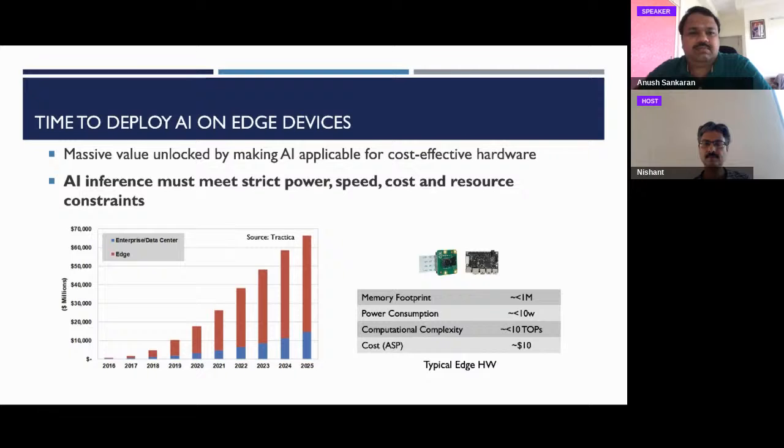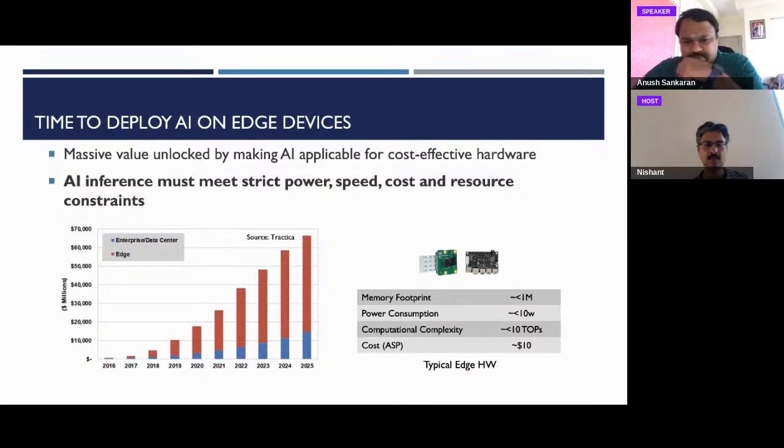But one of the problems with edge computing is that the edge devices, or the small GPU that we are trying to host in a car, is severely constrained by its memory. Typical memory size would be less than 1 MB. Its power consumption is less than 10 watts. Its computational complexity is typically less than 10 teraflops, and its cost is $10.